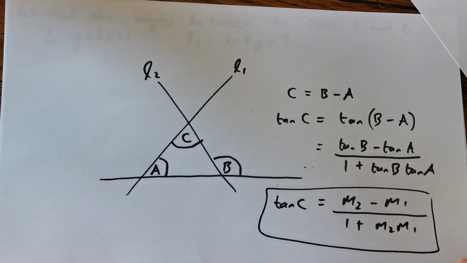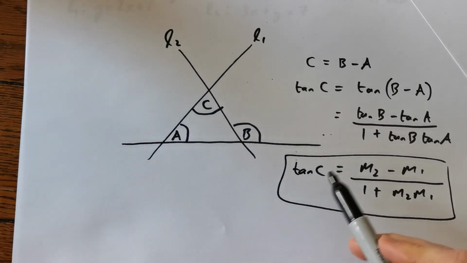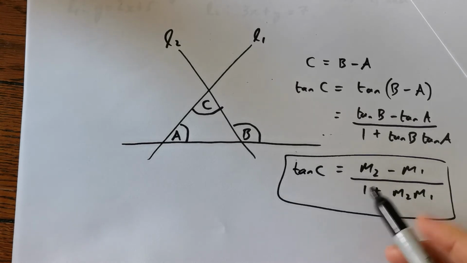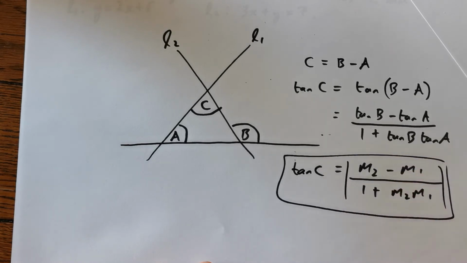Okay, in practice, we generally try to find the acute angle between two lines. So what we do quite often is we'll say we have to make this positive because the tan of any acute angle is positive. So in practice, generally, we'll think about that as being an absolute value.